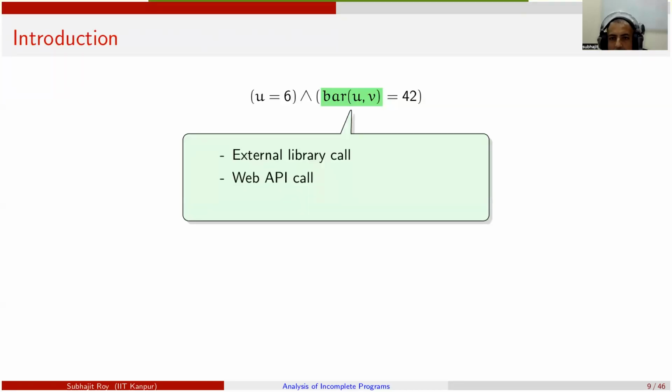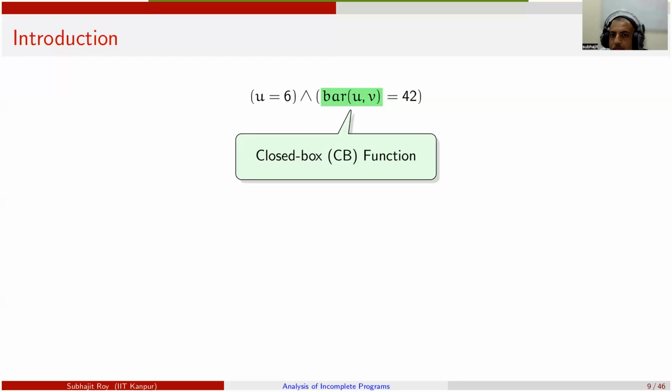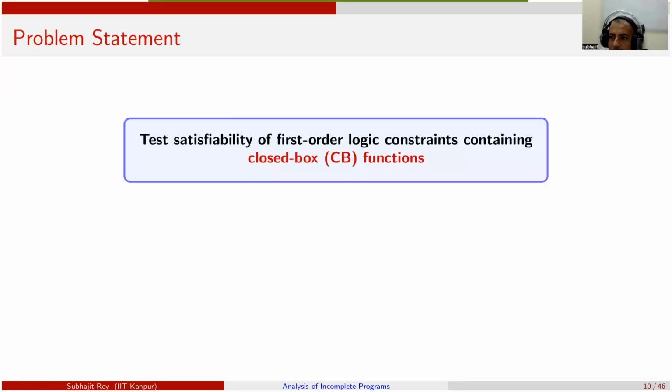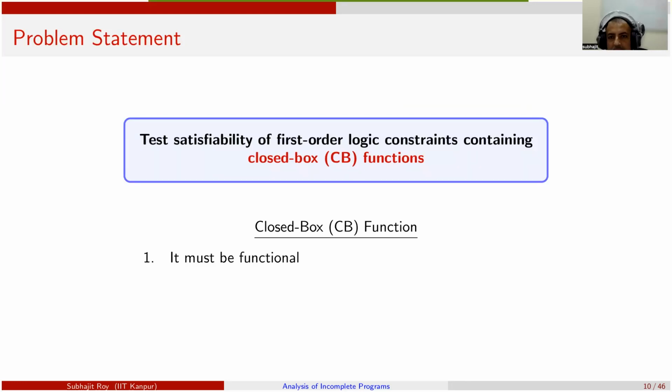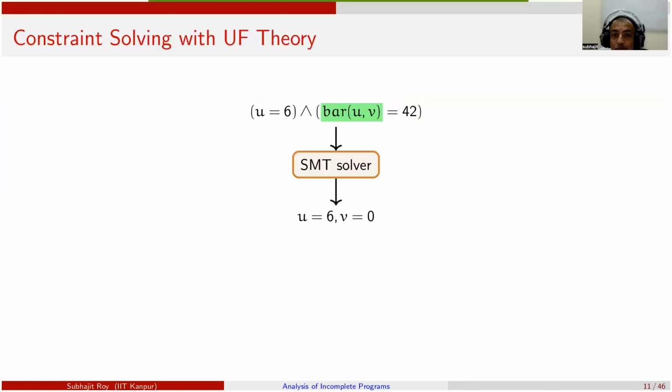Now it could be an external library, it could be a web API call, whatever form, but it gives me a way of executing bar. So we call these functions closed box functions, and these functions should satisfy certain conditions. One is that they must be functional. So every time I call them, they must return the same value. And there must be a proper input-output interface available for these functions. So I must know how to call these methods, and I must be able to call these methods, right?